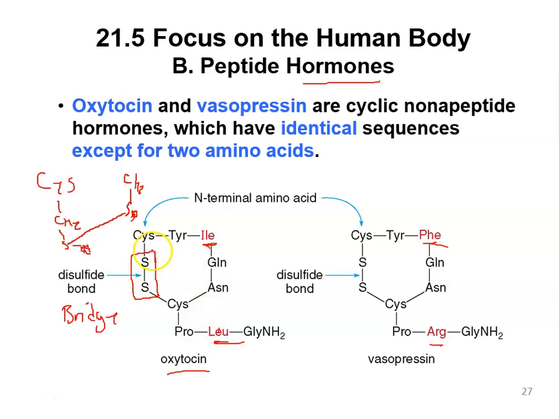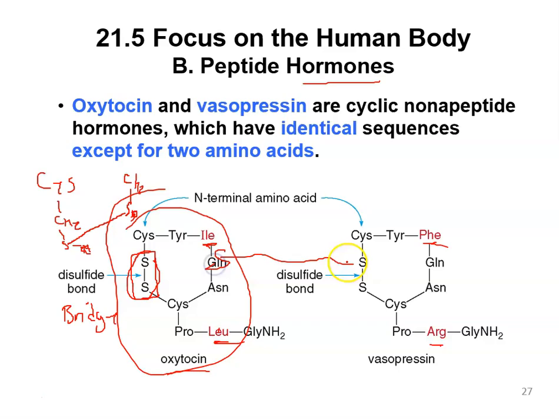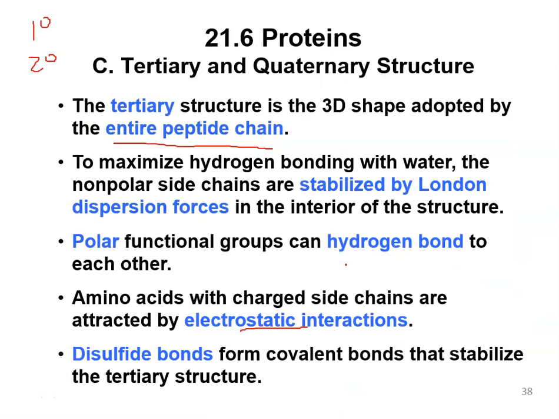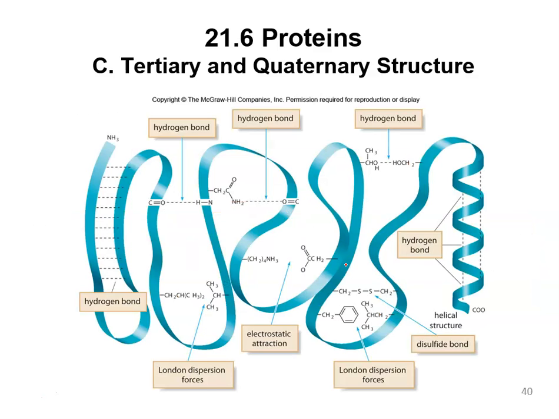All right, oxytocin and vasopressin each have a sulfur-sulfur bond within the molecule. But imagine an oxytocin hooked up onto a vasopressin. So sulfur hooked onto another sulfur. That would be an example when you have two different molecules forming a disulfide bridge.